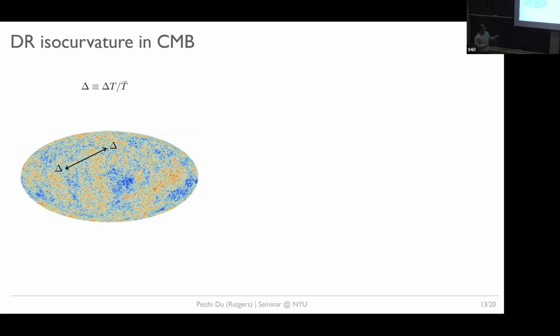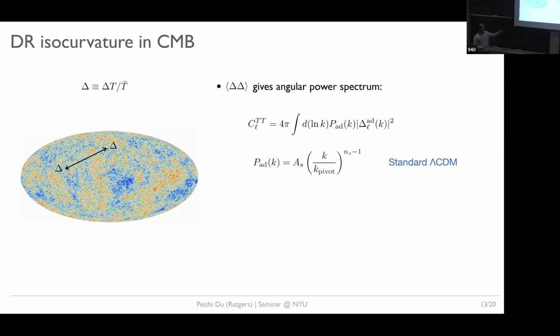And then to get the summary statistics, we only consider 2-point functions. The 2-point function, which we usually call the C_L, is the angular power spectrum. For the usual case, the angular power spectrum is the integral of the photon transfer function, capital Delta, times the primordial power spectrum. Integrating that, we get the C_L^TT.